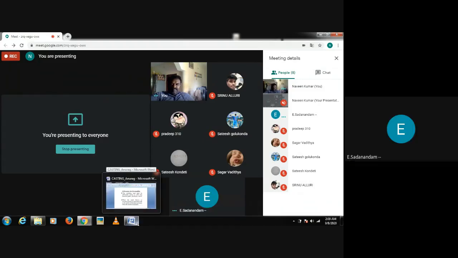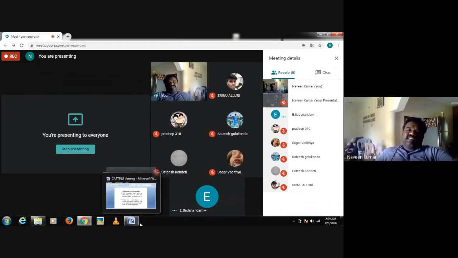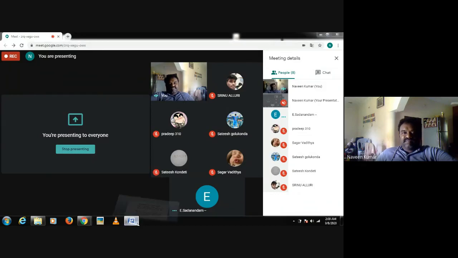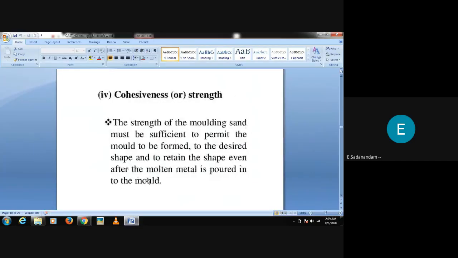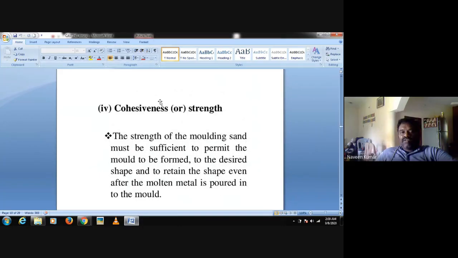Now put subheading: Strength or cohesiveness. Look at the screen for spellings. Write down: it is the ability of the molding sand to hold the sand grains together.